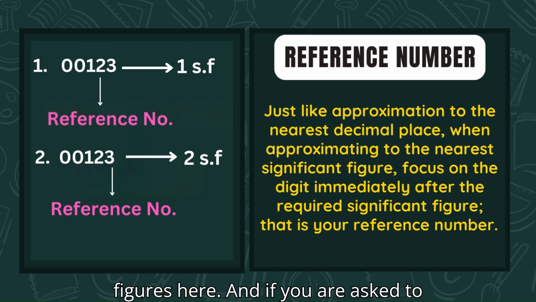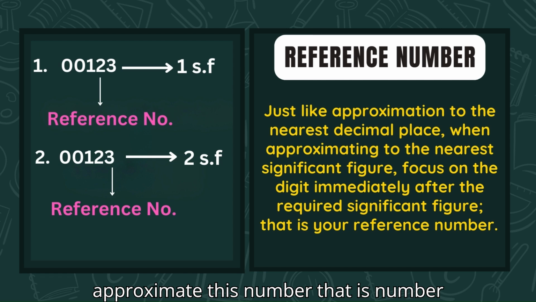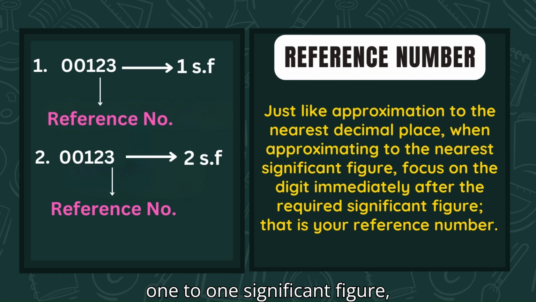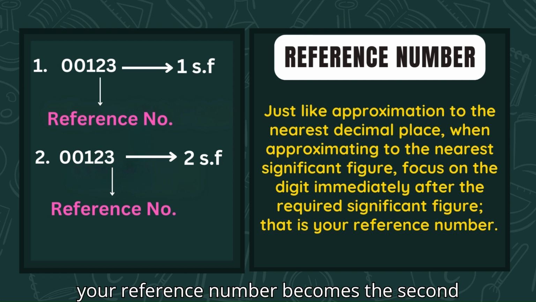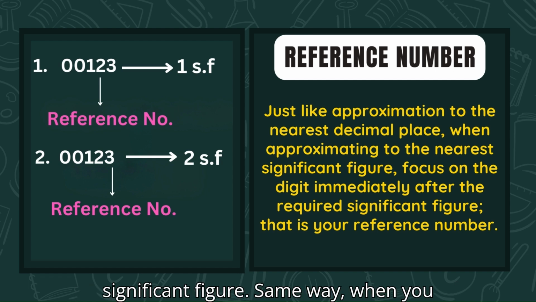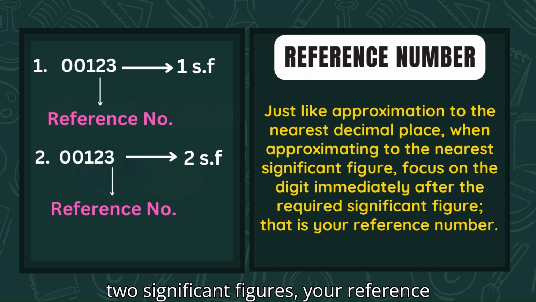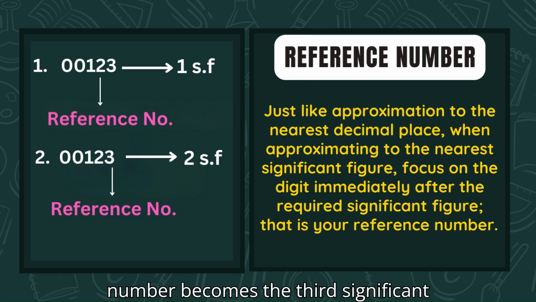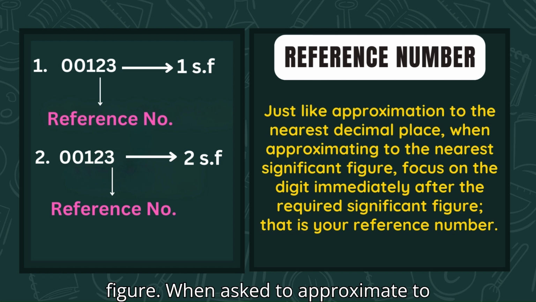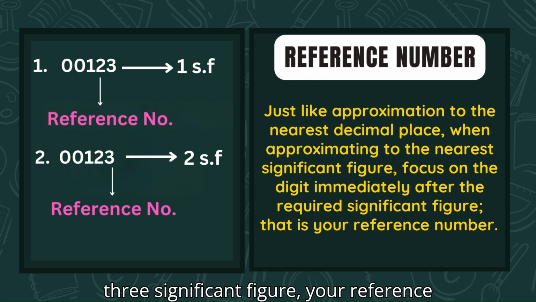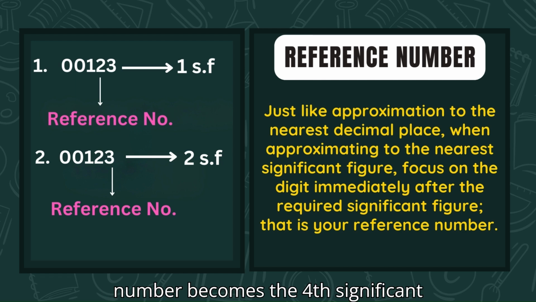And if you are asked to approximate this number to one significant figure, your reference number becomes the second significant figure. Same way, when you are asked to approximate the number to two significant figures, your reference number becomes the third significant figure. When asked to approximate to three significant figures, your reference number becomes the fourth significant figure.